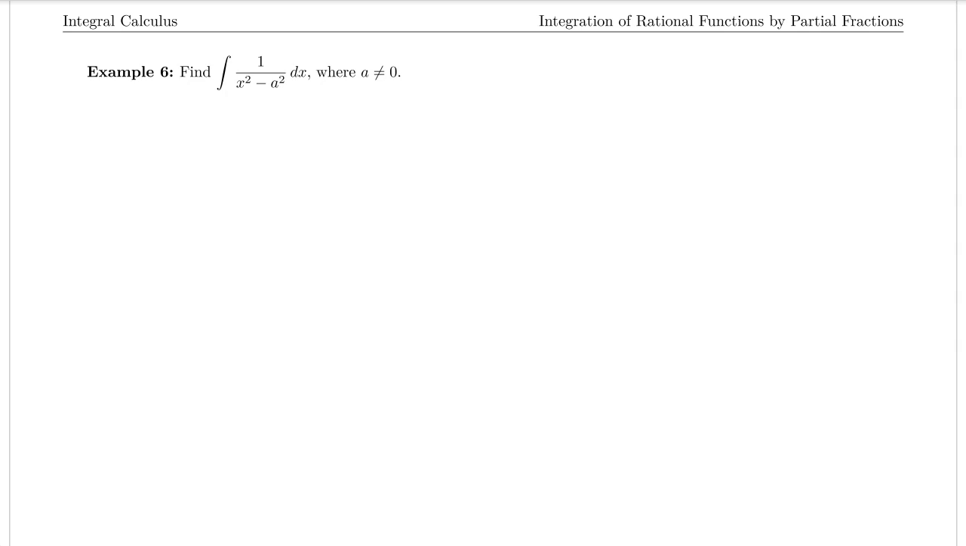Example 6 wants us to find the indefinite integral of 1 over x squared minus a squared dx, where a is some constant that's not equal to 0. Before we do anything, I'm going to factor the denominator because that is a difference of squares. So it's going to factor into x minus a times x plus a dx. And so now we can start to use partial fraction decomposition.